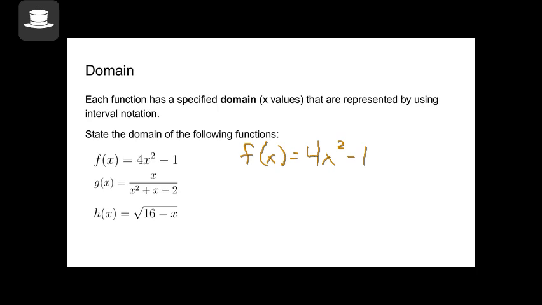Okay, so assuming that you did that, you would see that the domain for this given function is negative infinity all the way up to infinity. So there are no x values that would be potential issues. Anytime that you have something that's like a linear or quadratic, any of those types of functions, you're not going to have any problems. However, for g of x and h of x, we could have some potential problems.